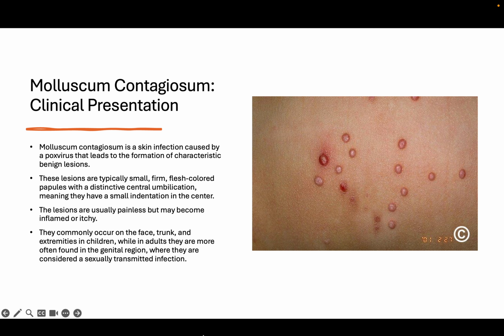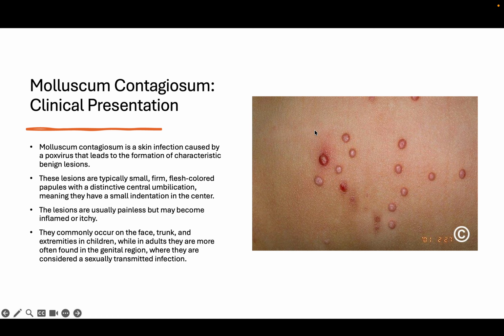Molluscum contagiosum is usually very harmless. We can get it through skin contact. This could be from touching skin that has molluscum contagiosum, a towel, or humid surfaces. That's where we get them.